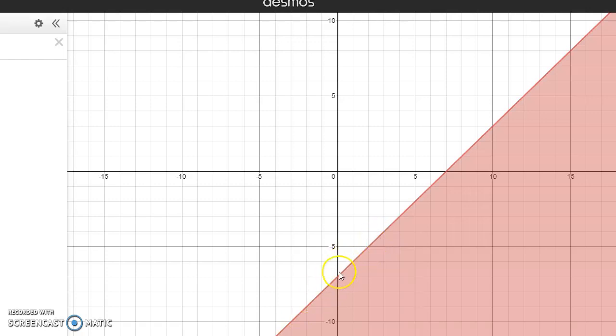So this is what you're going to be looking for today. Do you have solid or dashed lines? What's maybe your y-intercept or x-intercept? And then where is the shading? So this is what this one looks like.